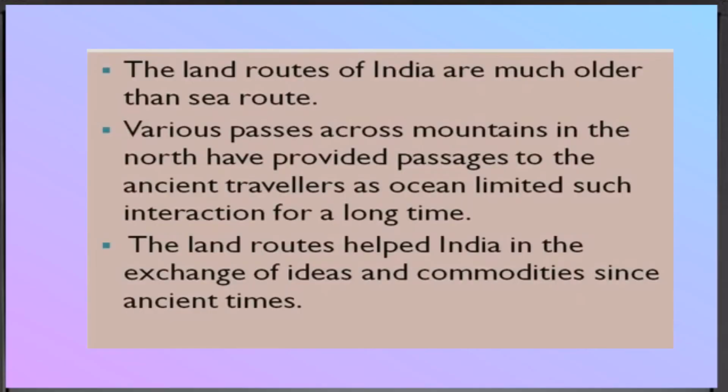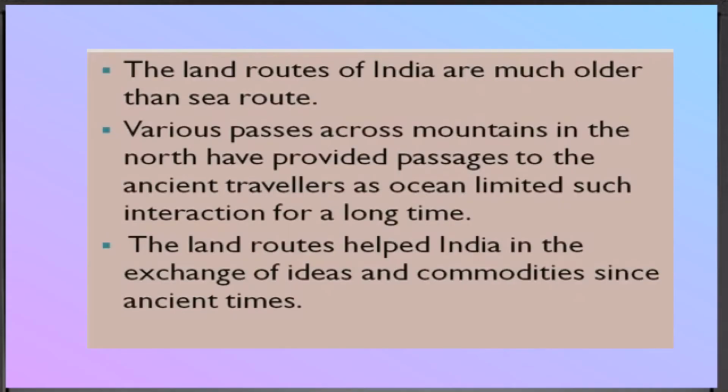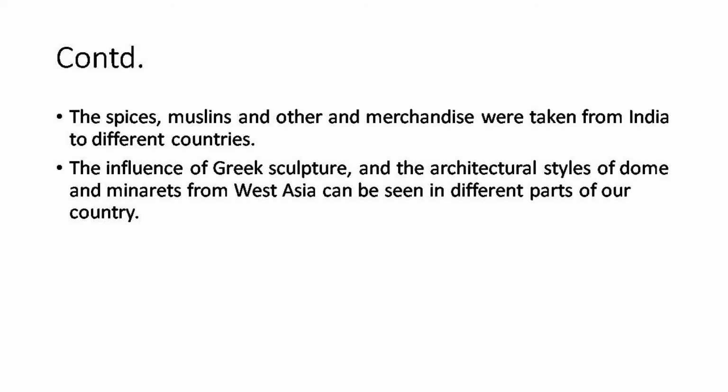As I have mentioned about the passes through which the people in ancient times used to go for trading, that too through the land routes. Can anyone tell me what is a pass? Where is it located? A pass is a very narrow gap, like just a very narrow road you could say. It is found in between the mountains. So during ancient times, people used to travel long routes through these passes to exchange commodities like spices, muslins and many more things.